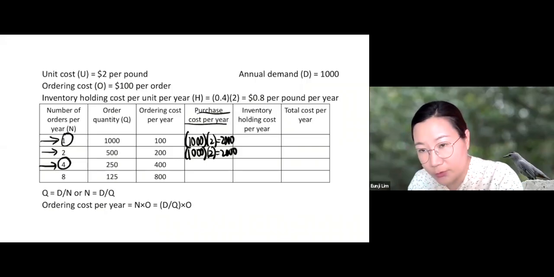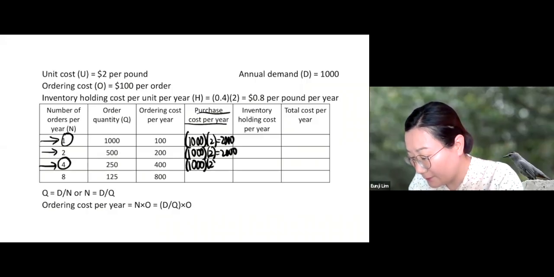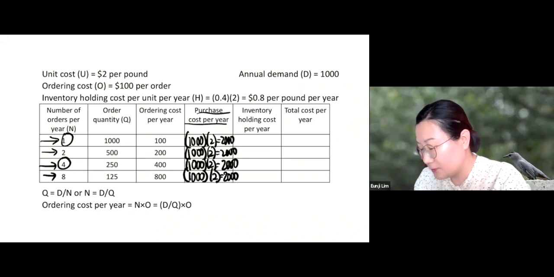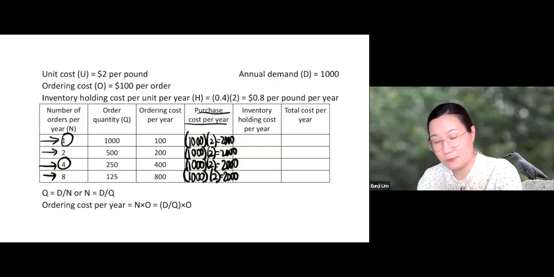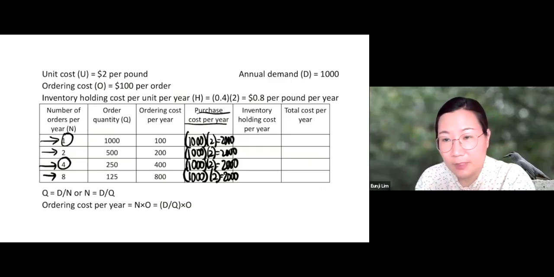And in each order, you have 250 pounds of coffee. So the total is 1,000 pounds of coffee at $2 each. That's 2,000. And finally, again, you purchase 1,000 pounds of coffee a year, so the purchase cost is 2,000. Can you find the formula for the annual purchase cost?